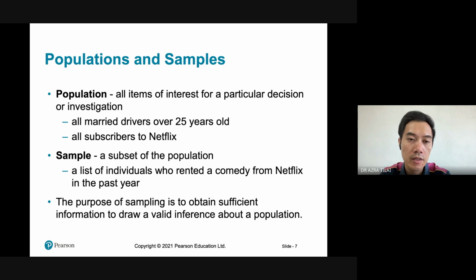For example, for population: all married drivers over 25 years old and all subscribers to Netflix. Meanwhile, a sample is a list of individuals who rented a comedy from Netflix in the past year. So it's quite broad when you look at samples, but population will directly emphasize a certain metric. The purpose of sampling is to obtain sufficient information to draw a valid inference about a population.